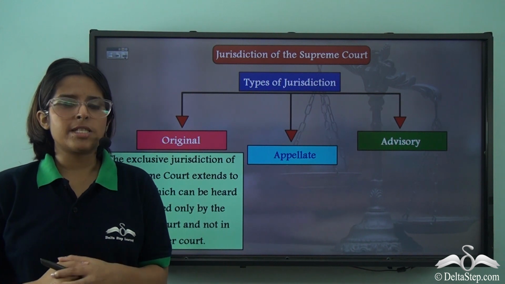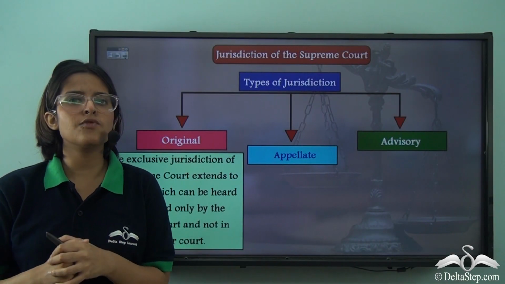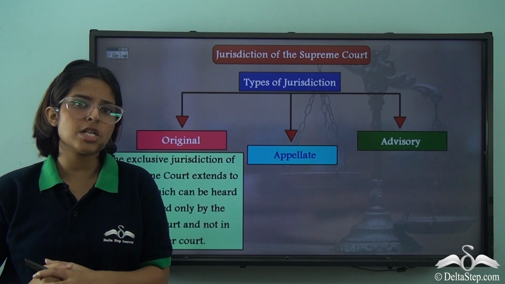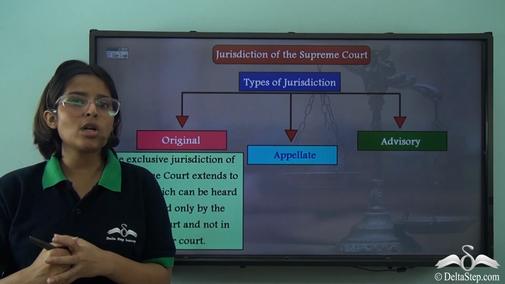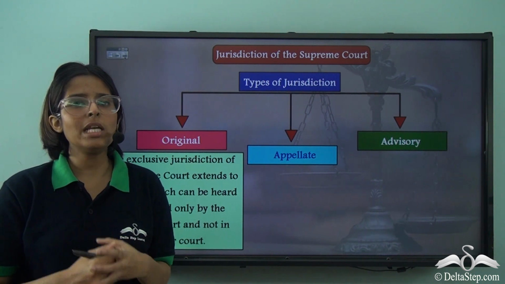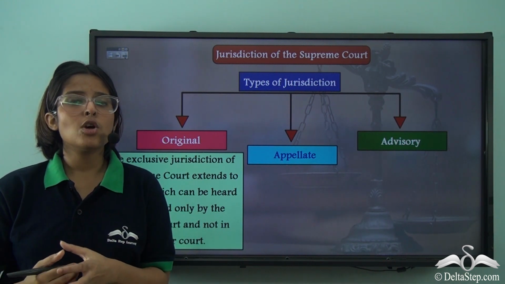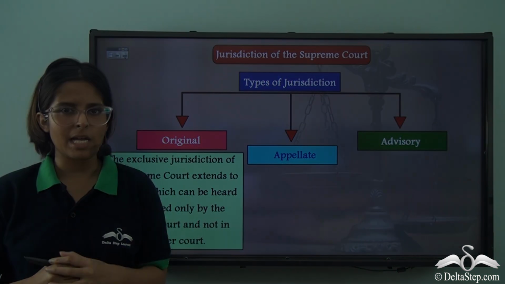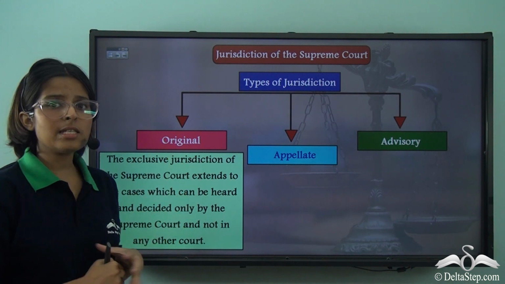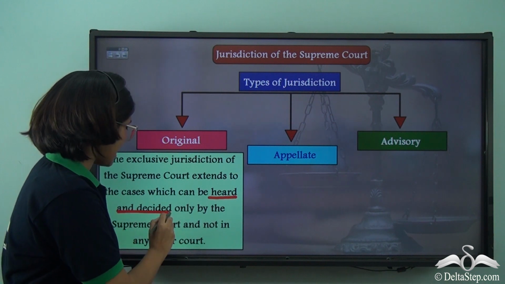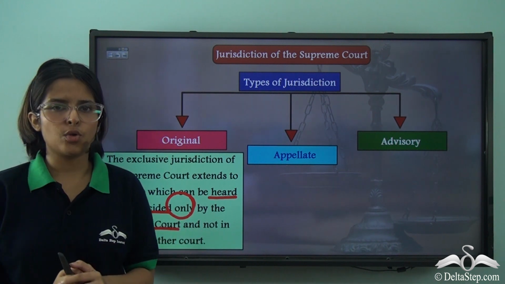But under original jurisdiction, there is something called exclusive jurisdiction. So the Supreme Court has exclusive jurisdiction on those cases which can be initiated and decided on in the Supreme Court only. So these cases cannot be decided on or passed judgments on in any other court of law in the country. They are called exclusive because no other courts can pass judgments on these matters. So the exclusive jurisdiction of the Supreme Court extends to the cases which can be heard and decided only by the Supreme Court and not in any other court.